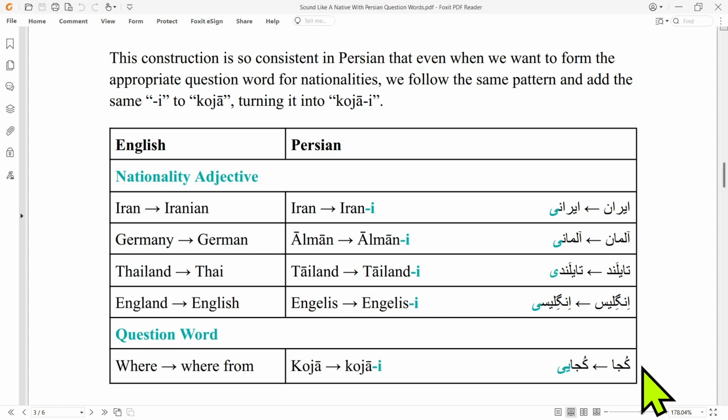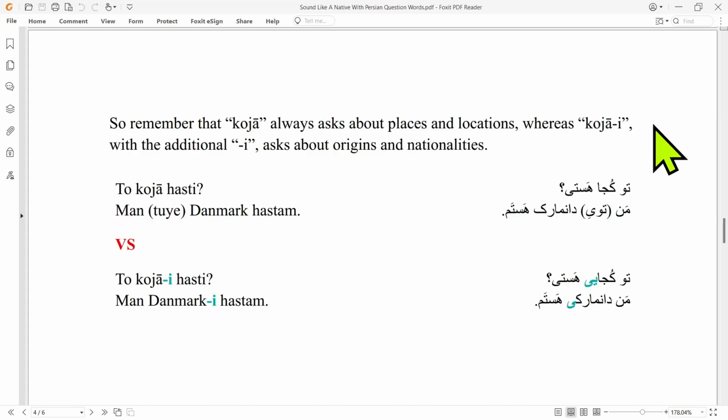This construction is so consistent in Persian that even when we want to form the appropriate question word for nationalities, we follow the same pattern and add the same e to Kojā, turning it into Kojā-i. So remember that Kojā always asks about places and locations, whereas Kojā-i with the additional e asks about origins and nationalities. For example, in a question like To Kojā hasti, we are asking about the location.